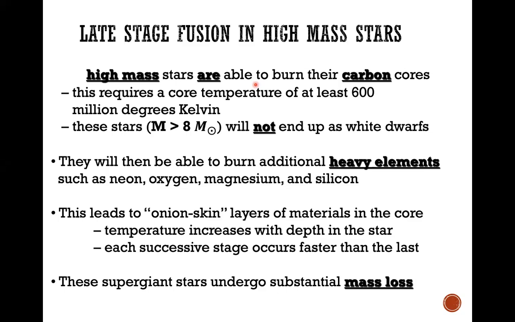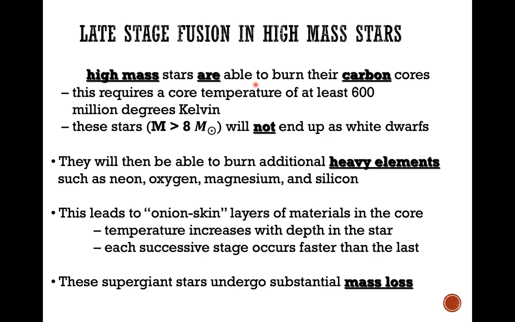Now, the stars which are greater than 8 solar mass will not end up as white dwarfs because they will be able to provide these higher temperatures so that this carbon can be fused into heavier elements, right? So that's what will happen. These higher mass stars will be able to make heavy elements such as neon, oxygen, magnesium, and silicon, right? You know, these are heavy metals, right?